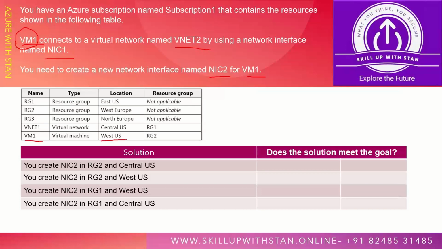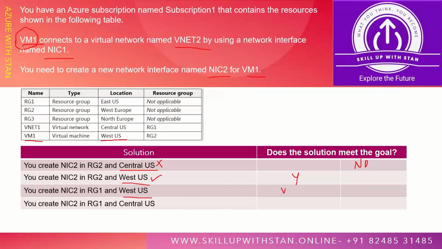VM1 is currently in West US. So if you are able to create the network card in West US, you will be able to attach it to VM1. If you create NIC in Central US, it is not going to help. So the answer is no. Create a NIC in RG2 and West US? Yes, if you are creating it in West US, you will be able to attach it to VM1. So you can also do this.